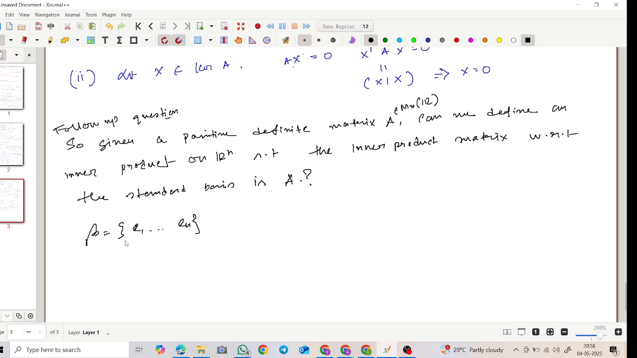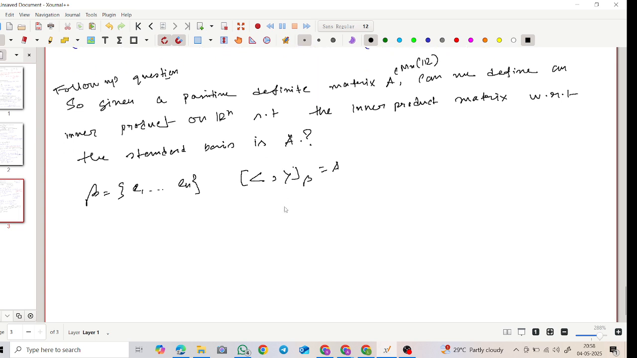You know that elementary vectors. They are saying that define an inner product in a way so that this matrix becomes A. And I say the answer is yes. So you just define it this way. You define X inner product Y to be X transpose AY. That's it.